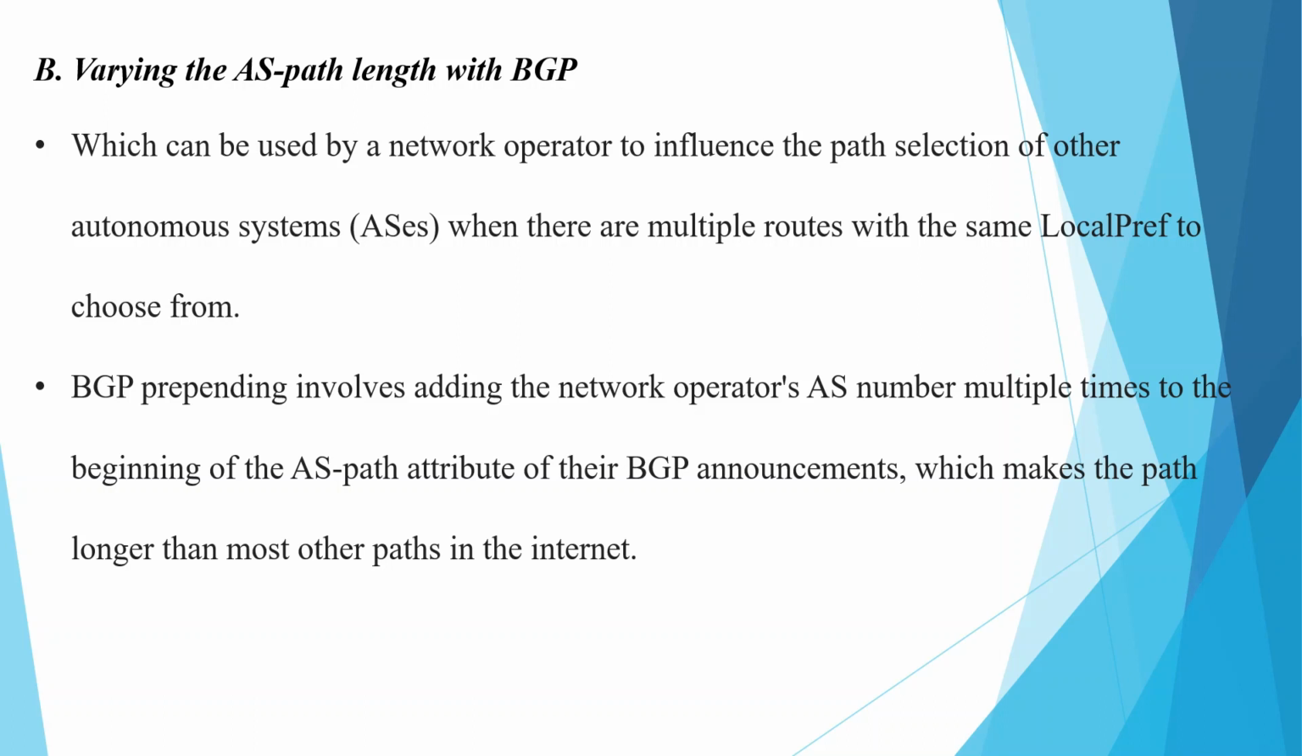BGP prepending involves adding the network operator's AS number multiple times to the beginning of the AS path attribute of their BGP announcements, which makes the path longer than most other paths in the internet.